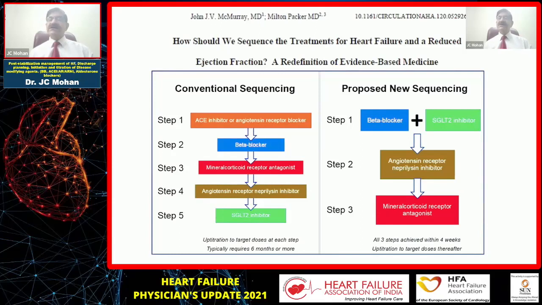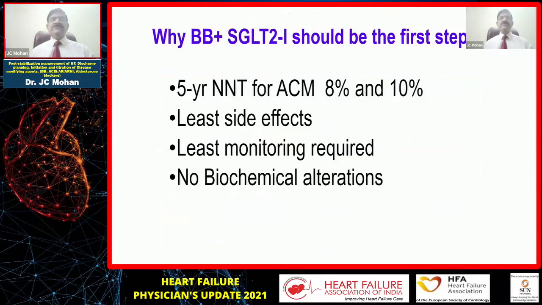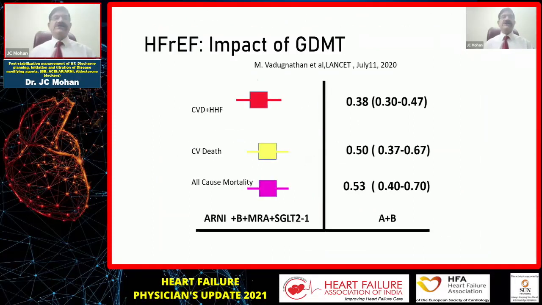So what it says, the initiation should be within the 4 weeks and up titration could take another 4 to 6 weeks. And that seems to be a very logical thing when you look at the entire benefit of SGLT inhibitors and beta blockers. Why is the first step beta blockers and SGLT inhibitors? Because the 5-year NNT for all-cause mortality are very impressive, both for beta blockers and SGLT inhibitors, 8 and 10%, least side effects of the combination, least monitoring required, and no biochemical alterations.